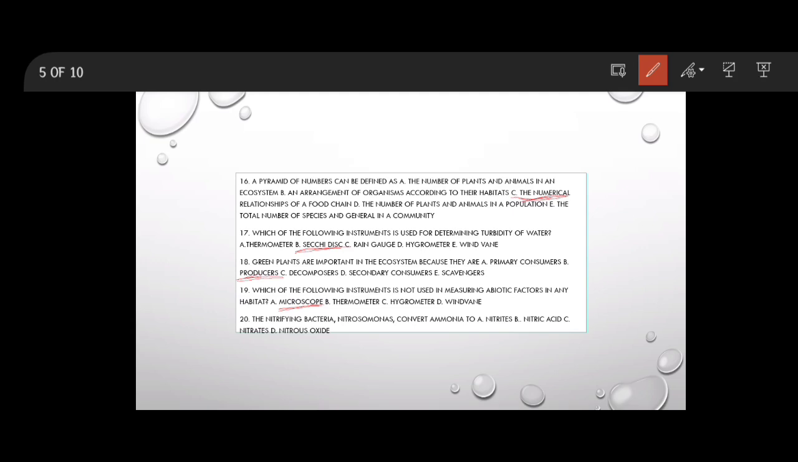Nitrifying bacteria, Nitrosomonas, convert ammonia to dash. We have nitrate, nitric acid, nitrite, and nitrous oxide. What is it going to convert it to? I was telling you the other time that it will convert ammonia to nitrite, before nitrate. Therefore our answer will be nitrite.